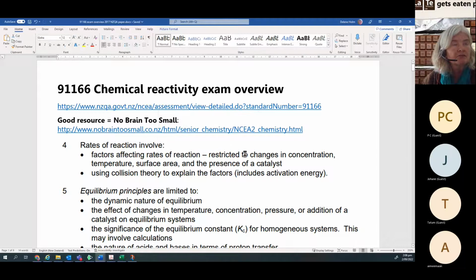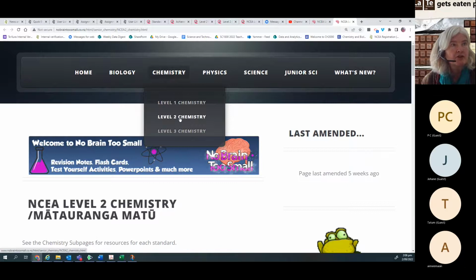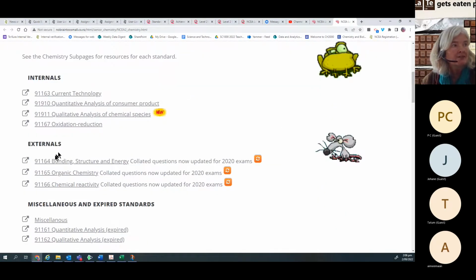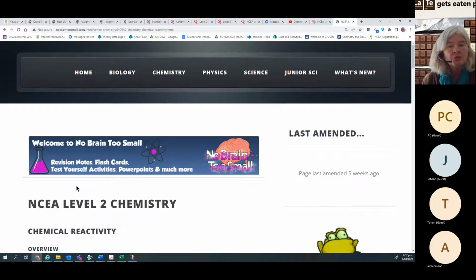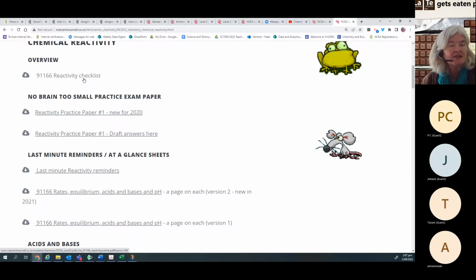it should come up, it takes a bit of time. I actually had it already up there as well. You've got biology as well. For this particular one, I've gone to level 2 chemistry, and then you can look for the 91166 over here. If you're sitting any of the other exams, you can try looking at that. What this teacher has done, she's a teacher in Whanganui, she has collated some checklists, so we can look at these very quickly.